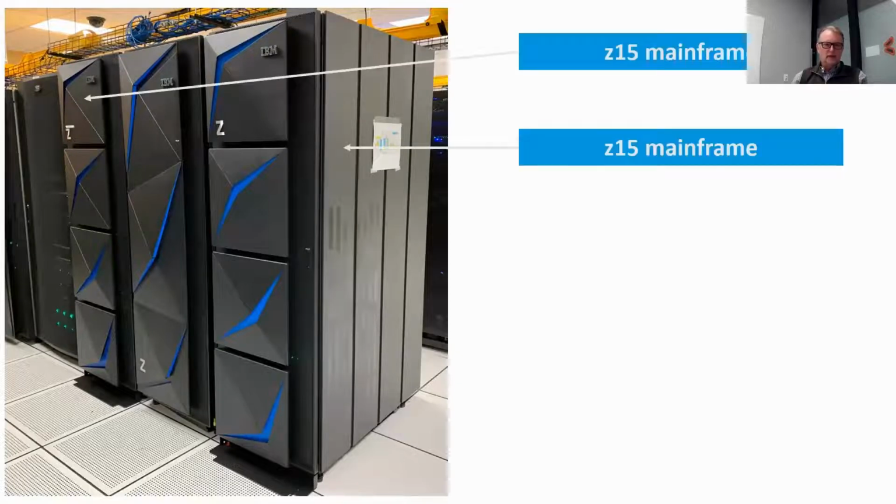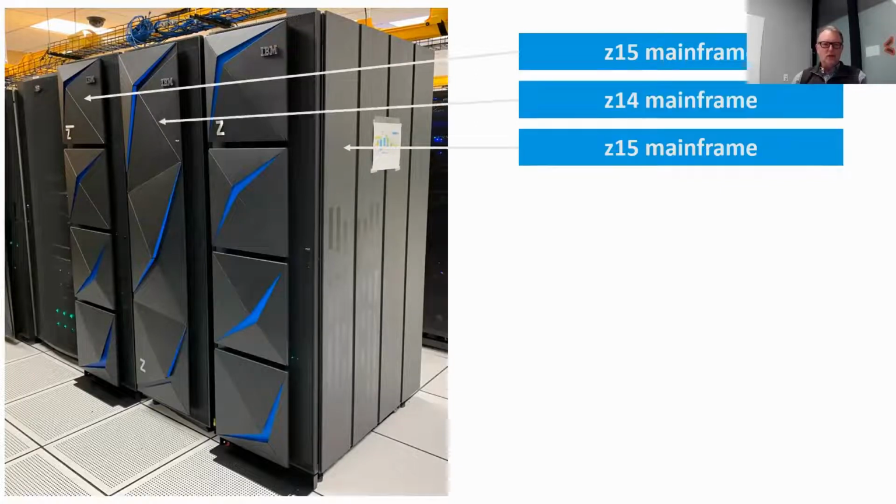In this particular example, those two on the outside are Z15 mainframes, and the one in the middle is a Z14. On the outside, you really can't tell too much difference between the last few generations of mainframe. You can see the style of door is a little bit different. They're known as System Z because the Z stands for zero downtime.